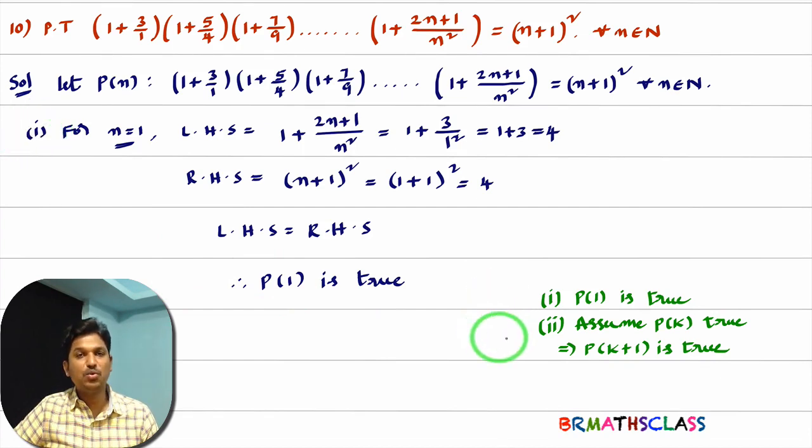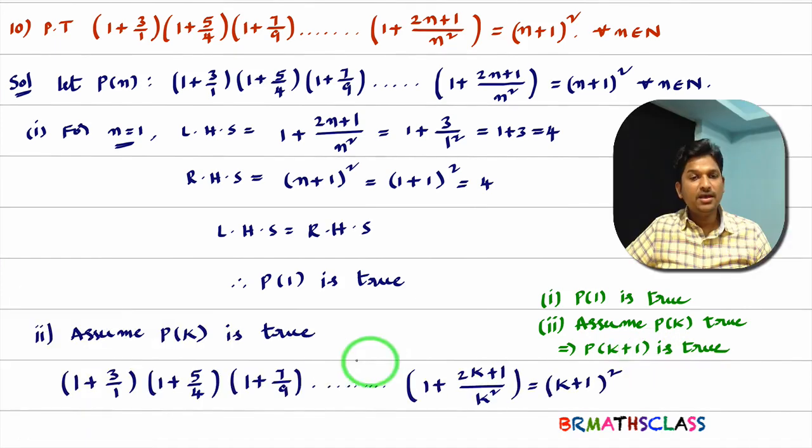Now the second part. What is the second part? You assume P of k is true and you need to prove P of k plus 1 is true. First, I'll assume P of k is true. You see here, I assumed P of k is true and I wrote what is P of k. How will you get this P of k? In this P of n, wherever n is there you write k. Then you will get P of k. In this statement, in place of n, I just wrote k. So, this is P of k.